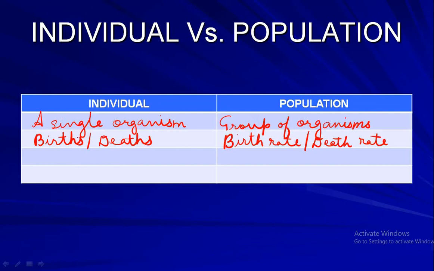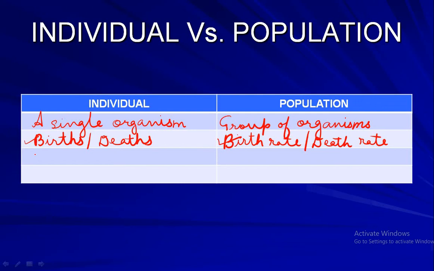See, if we talk of individual, then a single organism can take birth or the organism can die. Okay, so with respect to individual, the individual can take birth, the individual can die, but we cannot say that the population has taken birth or the population has died. Why? Because population includes multiple organisms, many organisms, right? So in that case we consider birth rate, that is how many organisms in the population have taken birth or how many organisms of the population have died, right?